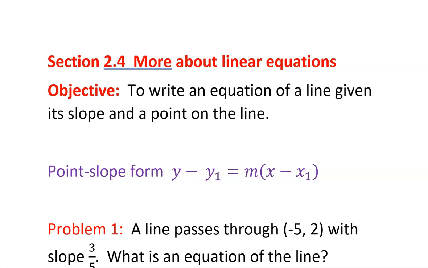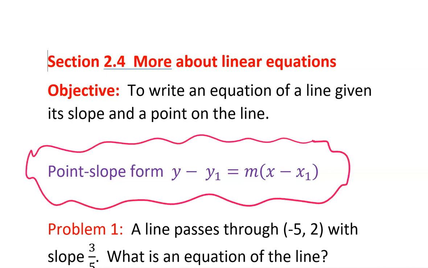Section 2.4, more about linear equations. Our objective today is to write an equation of a line given its slope and a point on the line. So our point-slope form is right here. It is y minus y1 equals the slope times x minus x1.